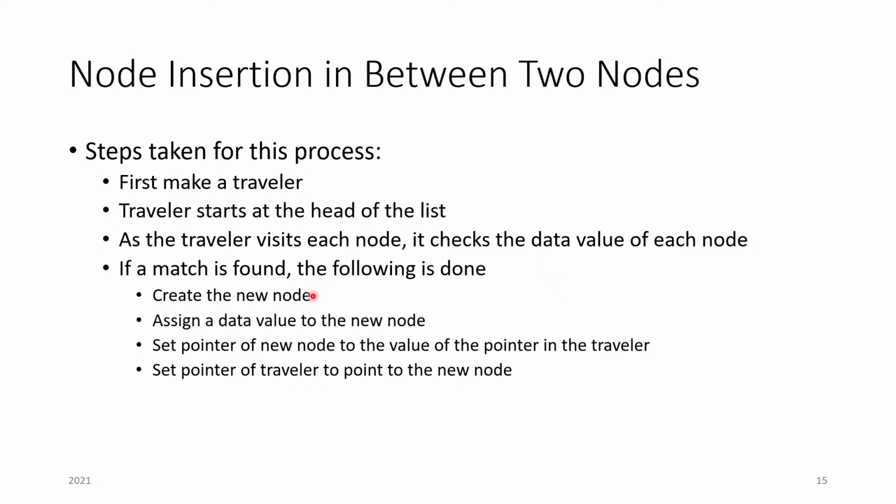So we just then perform the following steps: we create the new node, we assign the data and as such, but then we need to make sure that the pointers here match back accordingly as a result. So the pointer of the new node needs to be set to the value of the pointer in the traveler. Because remember, the traveler here is going to be at the current node at which we were at.